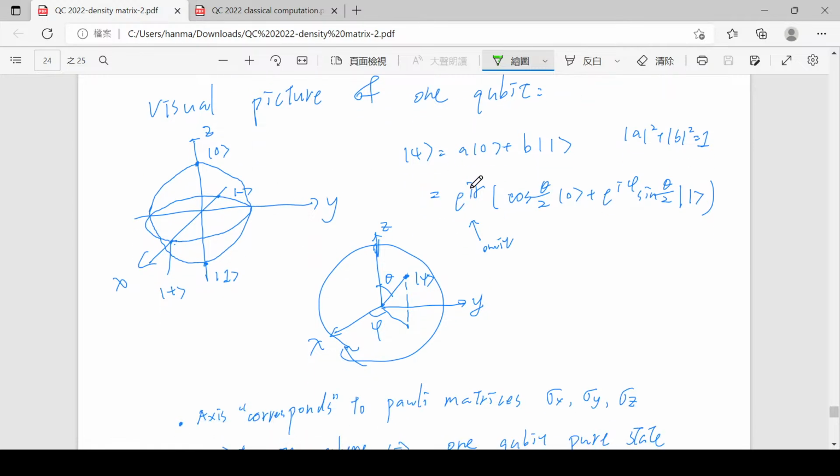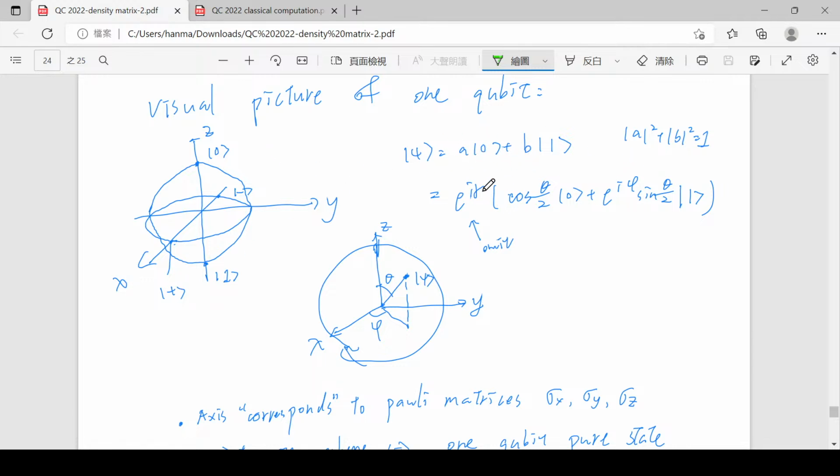Then we just do some complex number manipulation. We write A and B in polar form. So A should be some phase times its length, and B should be some phase times some length. But we know the norm squared of A and the norm squared of B sum to 1, so we can say the norm of A is cosine theta over 2, and the norm of B is sine theta over 2. And then there is the phase of A and the phase of B.